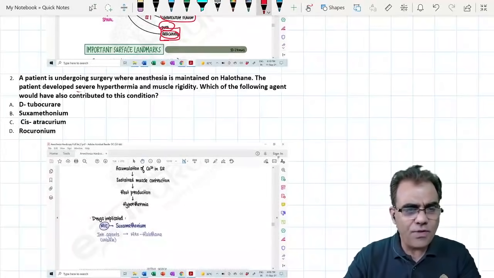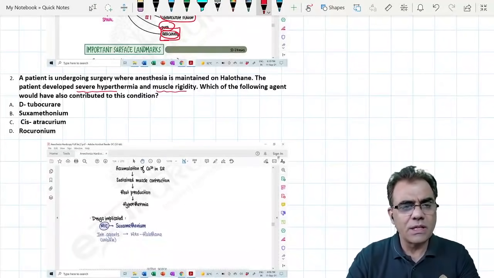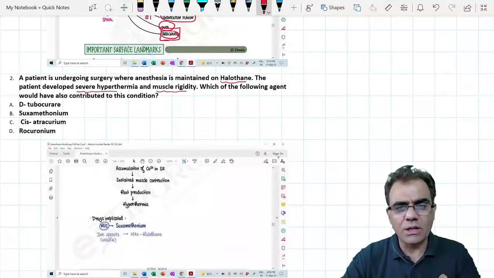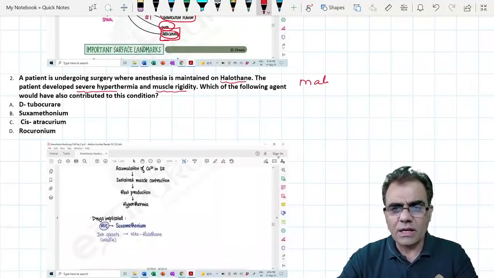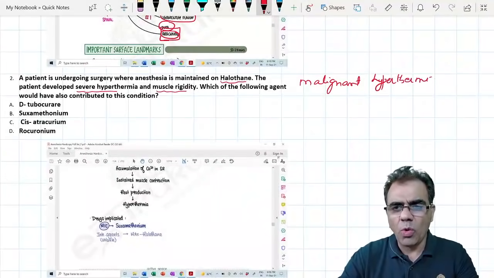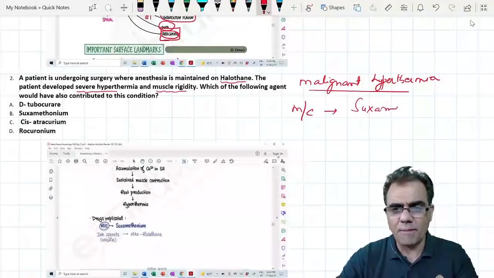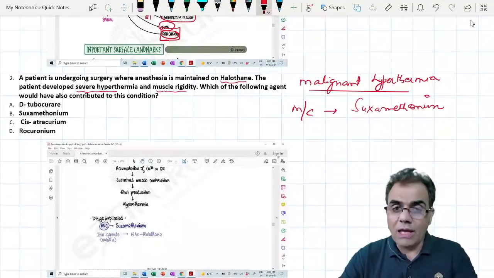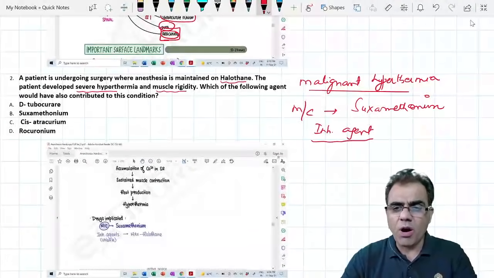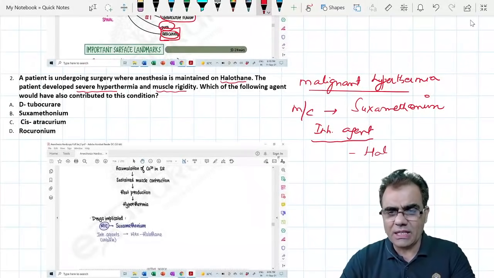Patient developing severe hyperthermia and muscle rigidity, and patient is receiving halothane. There is no second thought that this patient has developed malignant hyperthermia. And the most commonly implicated drug to trigger malignant hyperthermia is succinylcholine. All inhalational agents can also trigger malignant hyperthermia, but among inhalational agents, it is seen maximally with halothane.